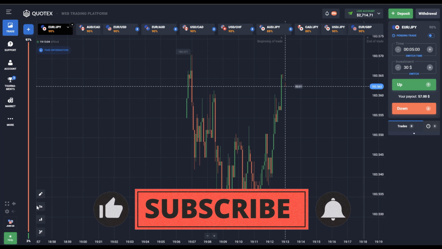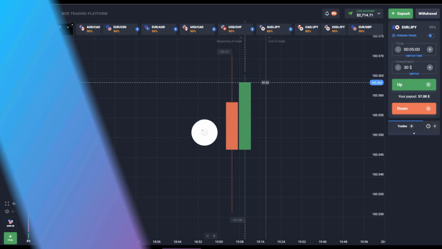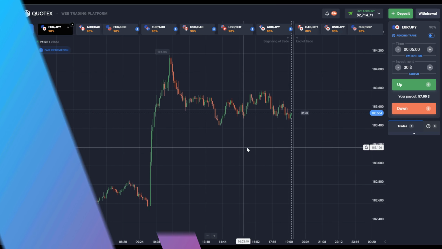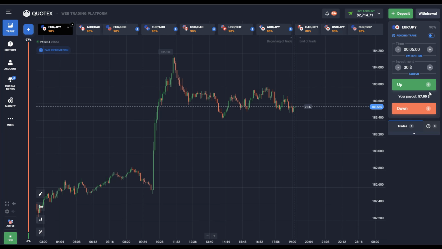Today I'll show you my trading session on Quotex. We'll trade based on support and resistance levels, expiration time. I'm picking 5 minutes, the bet is $30. Let's start analyzing the charts.